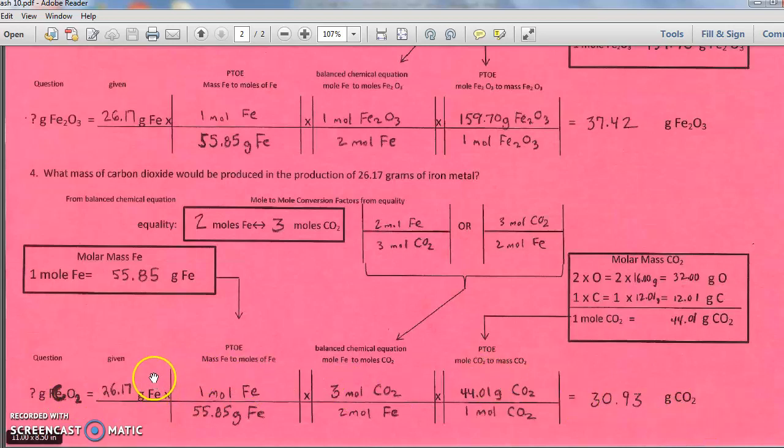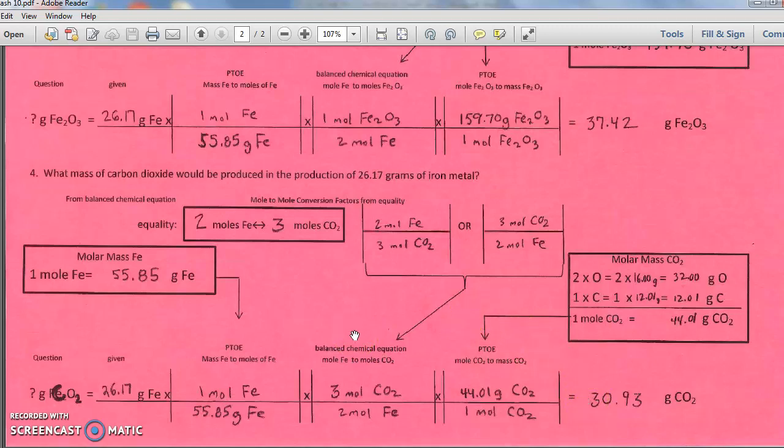So on your calculator, you would take 26.17 divided by 55.85, hit equals. You could take that times 3, hit equals, divided by 2, hit equals, times 44.01, hit equals. You should get 30.93. Or you can multiply everything on the top and hit equals and divide it, using your parentheses. So you could take 26.17 times 3 times 44.01 equals, divided by parentheses 55.85 times 2 times 1 parentheses, and you would get 30.93.